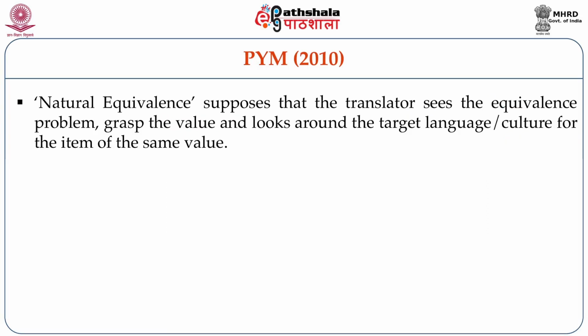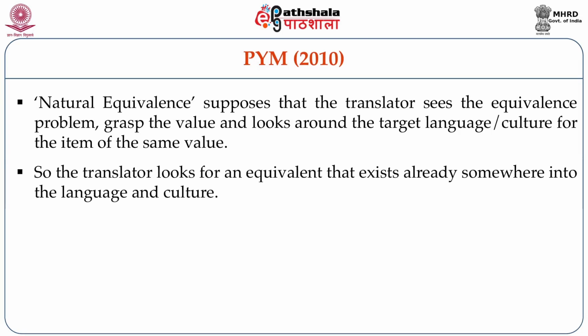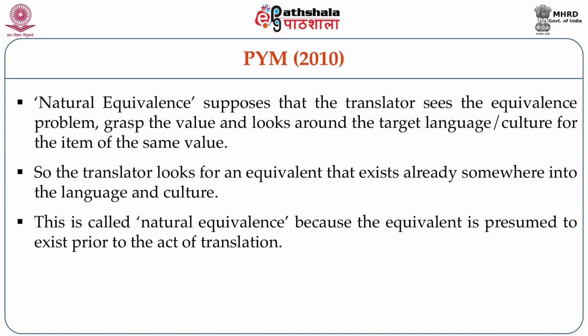Natural equivalence supposes that the translator sees the equivalence problem, grasps the value and looks around the target language culture for the item of the same value. So the translator looks for an equivalent that exists already somewhere in the language and culture. This is called natural equivalence because the equivalent is presumed to exist prior to the act of translation.